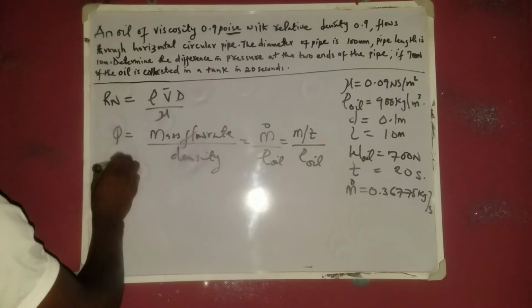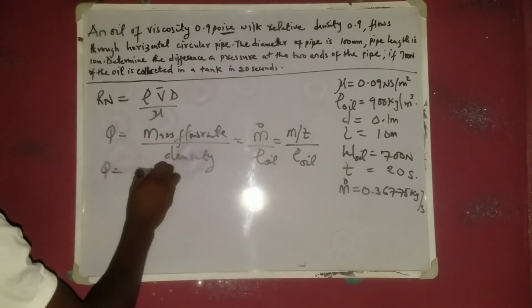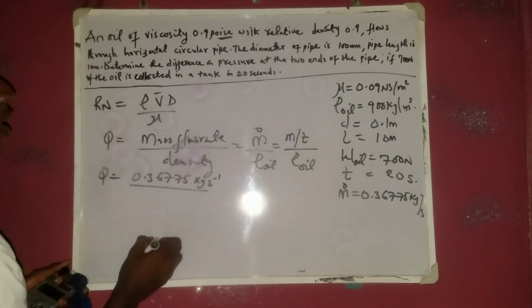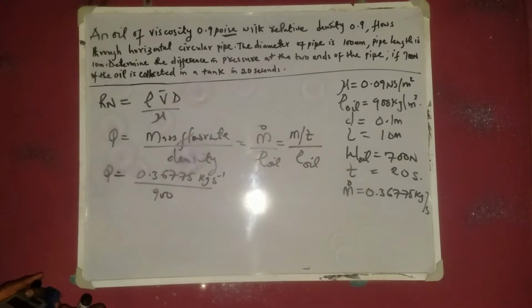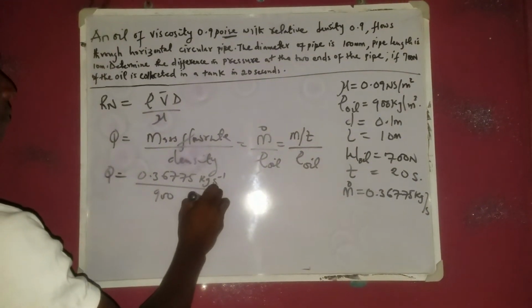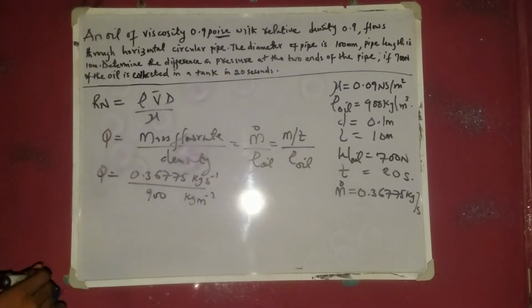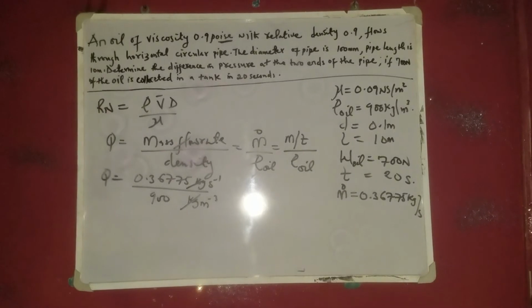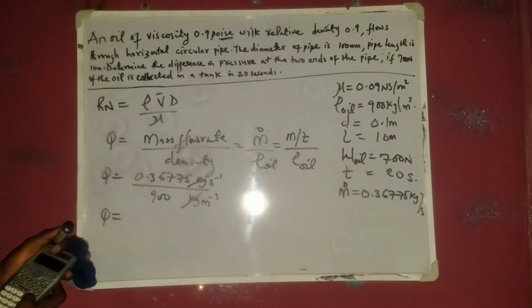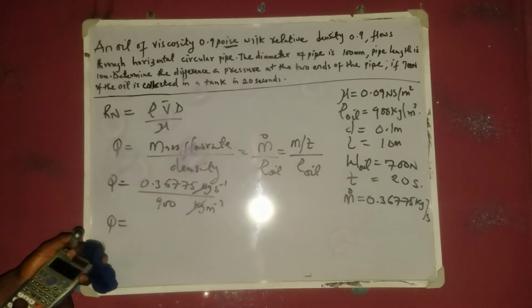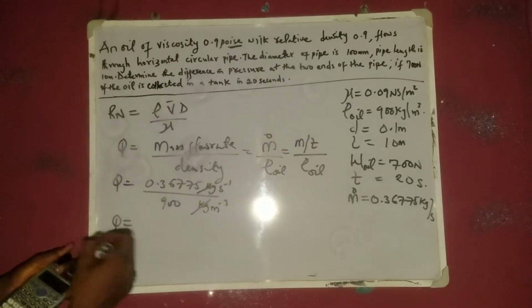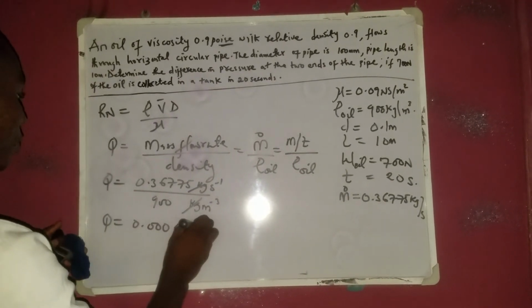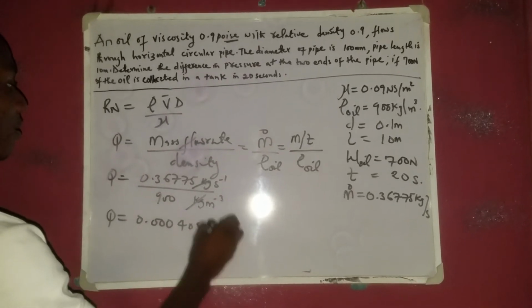Okay, so our discharge Q, our mass flow rate is 0.36775 kilogram per second, all over density of oil, which is 900 kilogram per meter cube, right? So kilogram takes care of kilogram, right? And then Q is equal to 0.36775 divided by 900. So our discharge is 0.000408 meter cube per second.